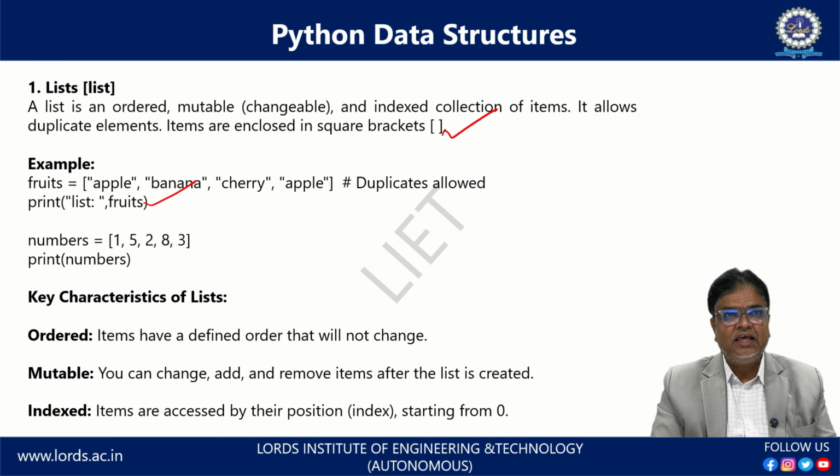Then we will see the key characteristics of the list. Ordered: the items have a defined order that will not change. Mutable: you can change, add, or remove items after the list is created. Then we have index: items are accessed by their position, starting from 0, 1, 2, 3. Each element is continuously given a unique index number in the list.